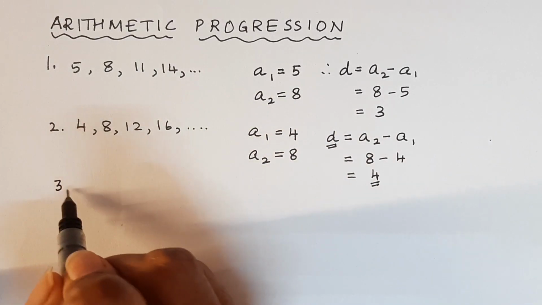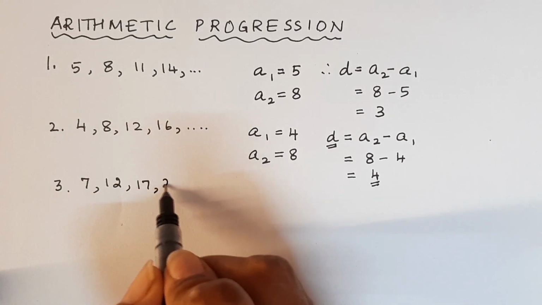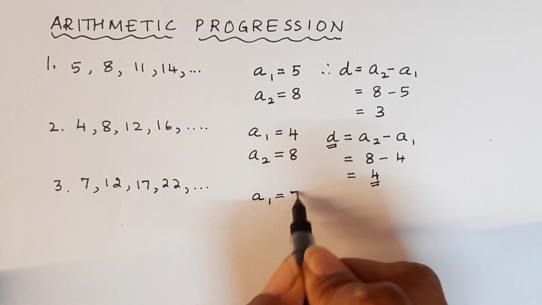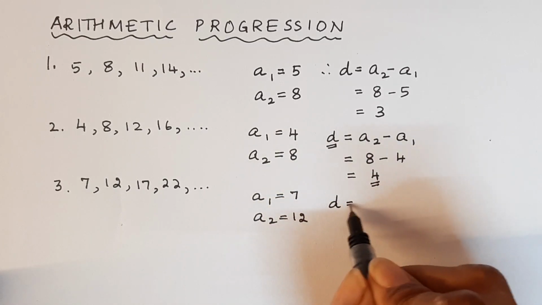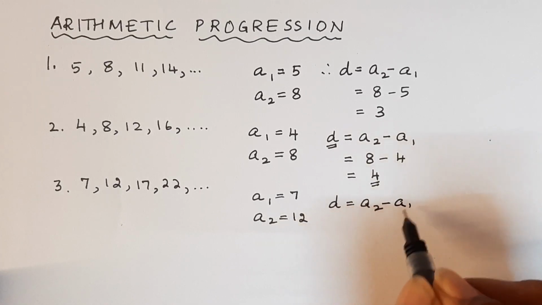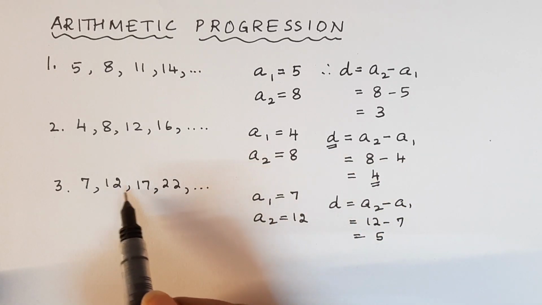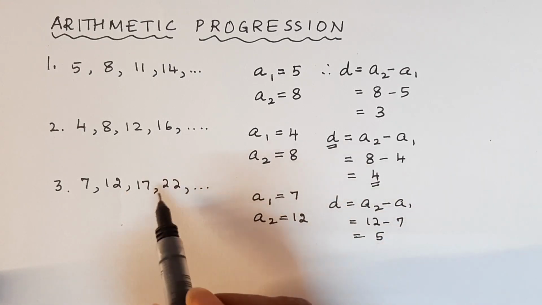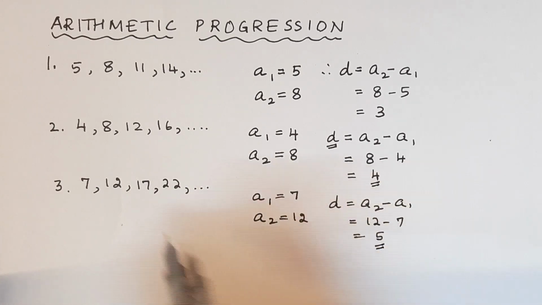Let us take another one. 7, 12, 17, 22. What is the first term here? 7. What is our second term here? 12. What is the difference between the second and the first? It is 5. Check it out. The third term minus second term, that is A3 minus A2. Is it 5? Yes. Fourth term minus third term. Is it 5? Yes. So that means our common difference is 5.